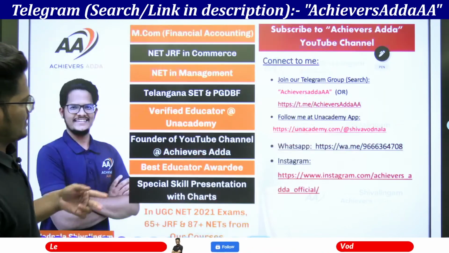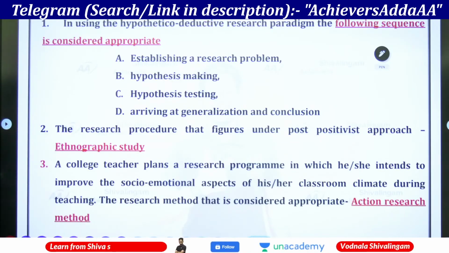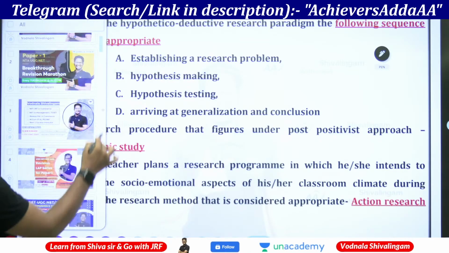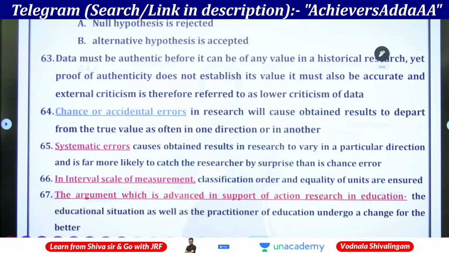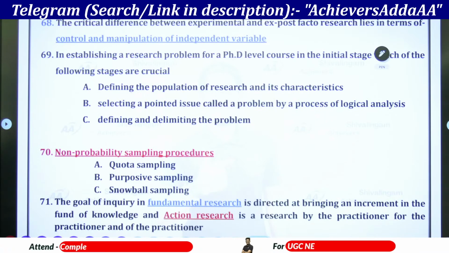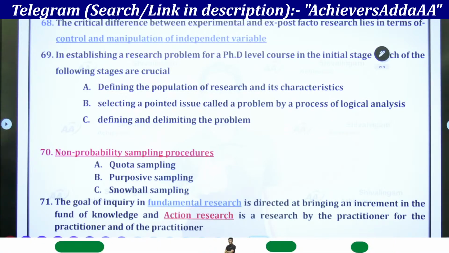Let's start with the research aptitude single liners. So we have done till the 62nd single liner. Yes, from here I need to start 68 onwards.